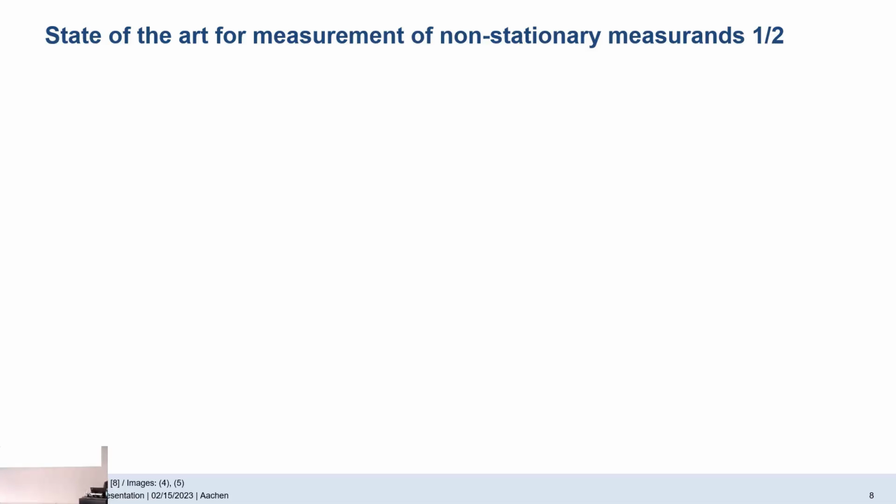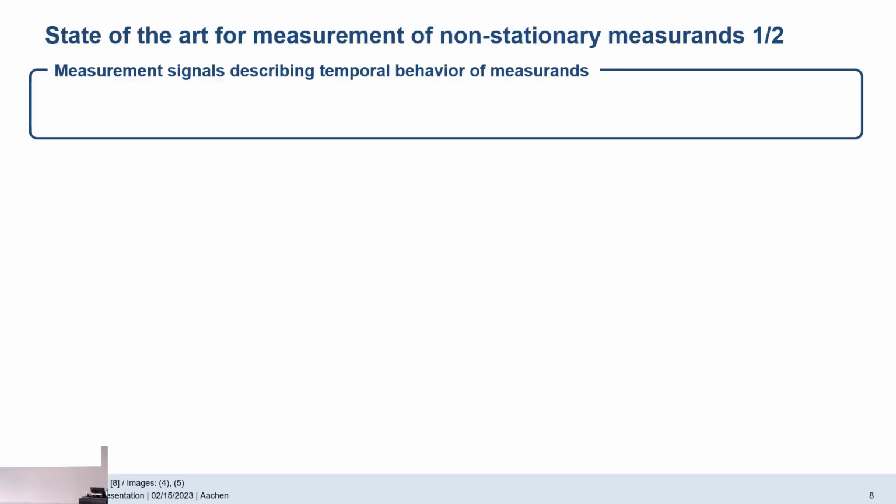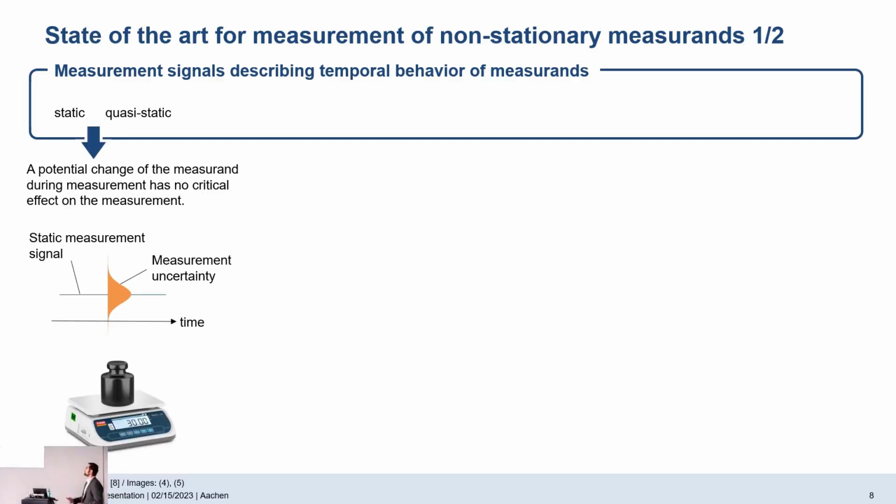So to get an overview of the state of the art, I first want to classify different measurement signals. We can name here, for example, static or quasi-static signals, and they can be described by the fact that a potential change of the measurement during the measurement has no critical effect on that measurement. It looks like this. So we have a static measurement signal and the measurement result. And for sure, this measurement result has an uncertainty, which comes through different disturbing influencing factors.